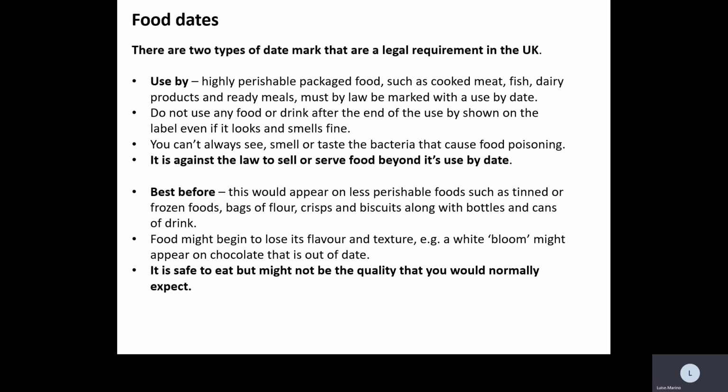Best before is different. So you can eat food that is outside of the best before date. So it's safe to eat. It might not be the quality that you would normally expect, but you can still eat it. So for example, a bag of sugar snap peas, their best before date was the 20th of December, and you only come to eat them on Christmas Day. They will still be fine. They might not taste quite the same, but they are best before.